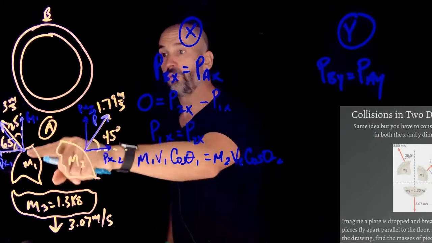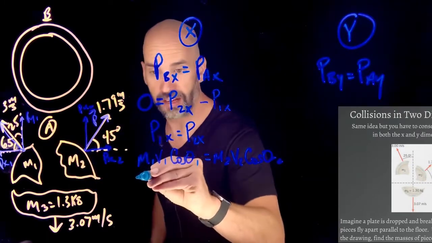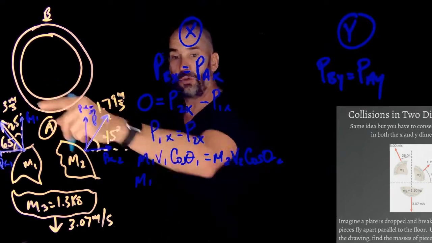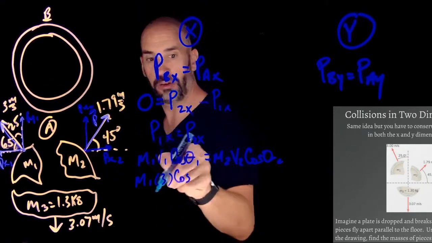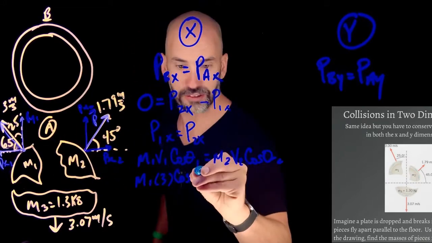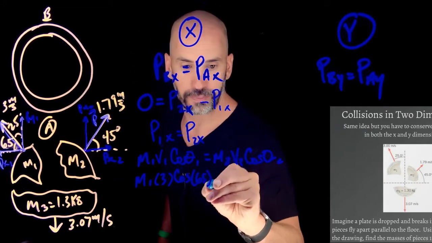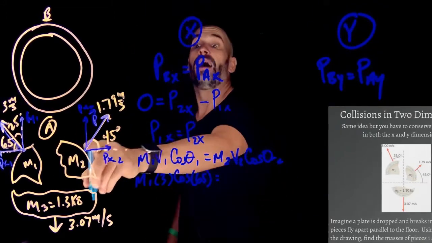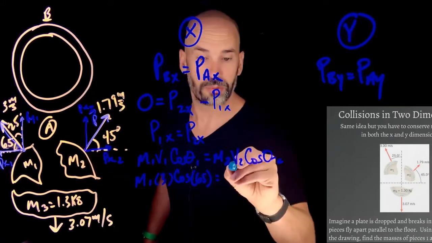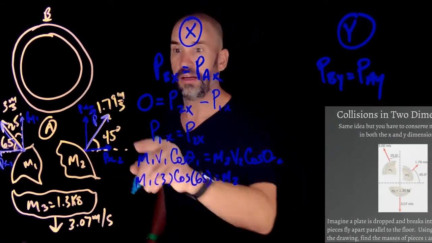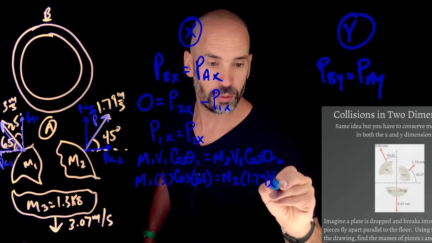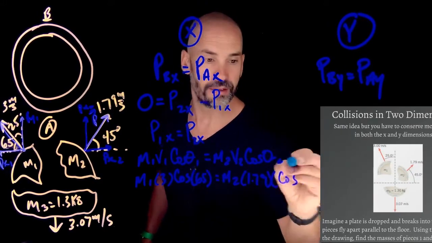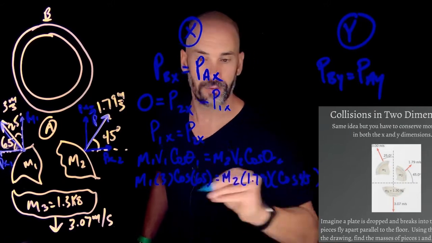So M1, we know, has, well, that's what we're trying to find, so we'll just say M1. V1 is 3, right? And cosine of the angle that we make with respect to x is 65, so that's cosine of 65. All right? Now we have M2. We don't know what it is. We're trying to find it, right? We know that V is 1.79, and we know that cosine is of 45, right?